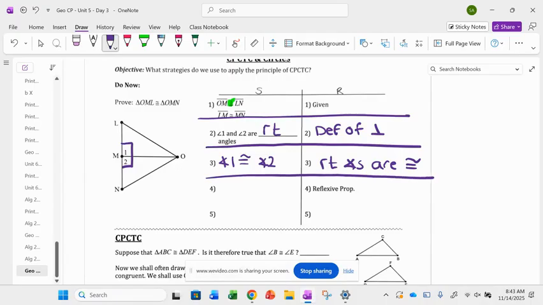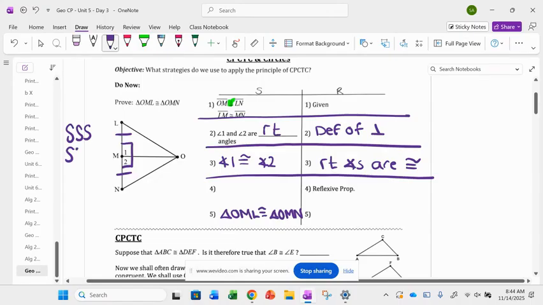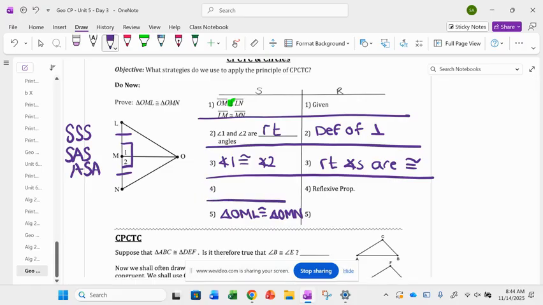Okay, now let's keep going through the given. They said that LM is congruent to MN, so I need to mark that. And what I want to prove is always written last. So my last statement is going to be triangle OML is congruent to triangle OMN. And remember, our reasons for proving triangles congruent are either side, side, side, side angle, side, or angle, side, angle. So right now, I only have from the given information that I've concluded one side and one angle.